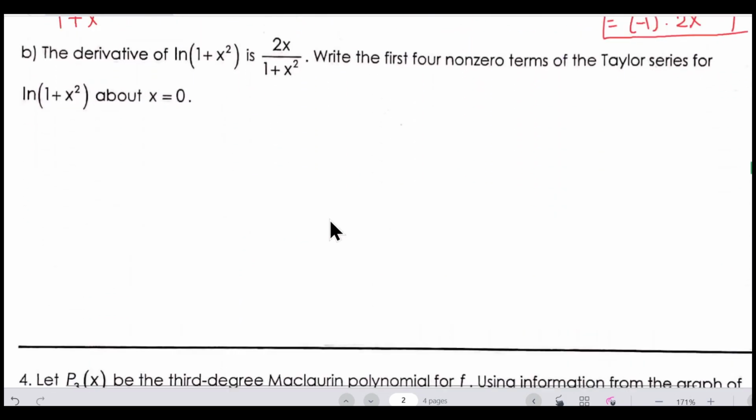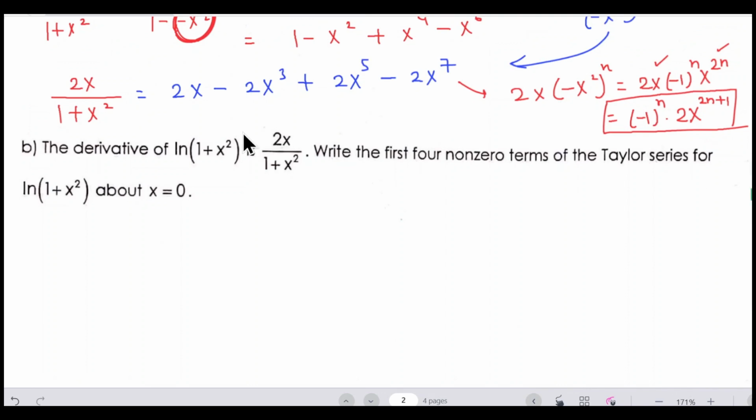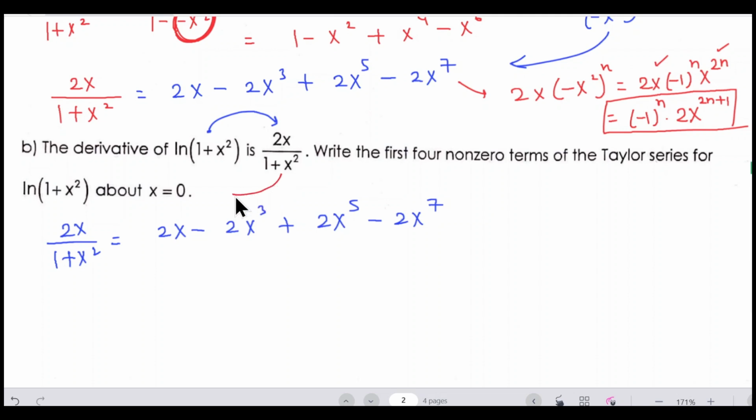Right, now next, the derivative of ln of 1 plus x squared is this. Find the first four non-zero terms of the Taylor series of this about this point. So I'm just going to borrow my result from here, because I know that 2x over 1 plus x squared is 2x minus 2x cubed plus 2x raised to 5 minus 2x raised to 7. And if the derivative of this is this, then it makes sense that the integral of this is this, right? So I'm just going to integrate both sides with respect to x.